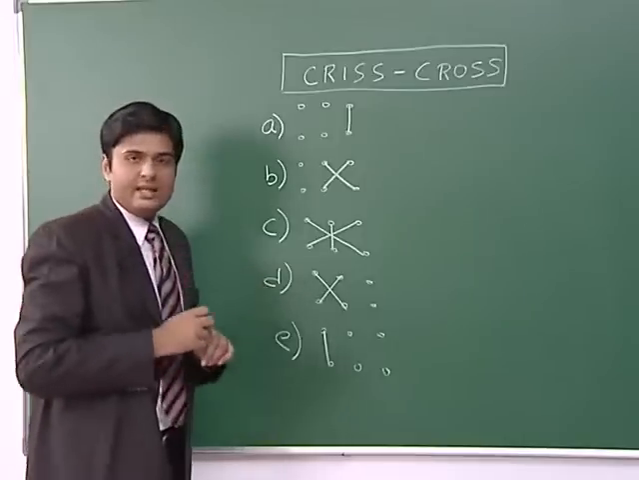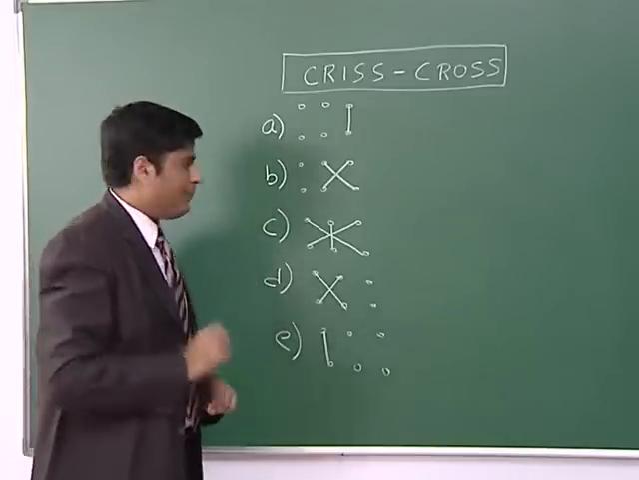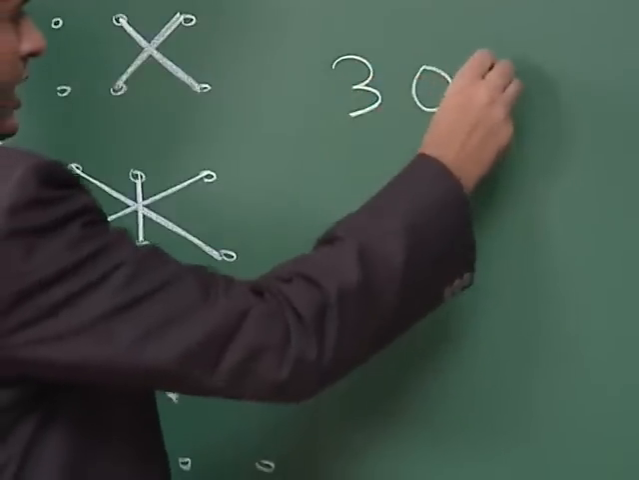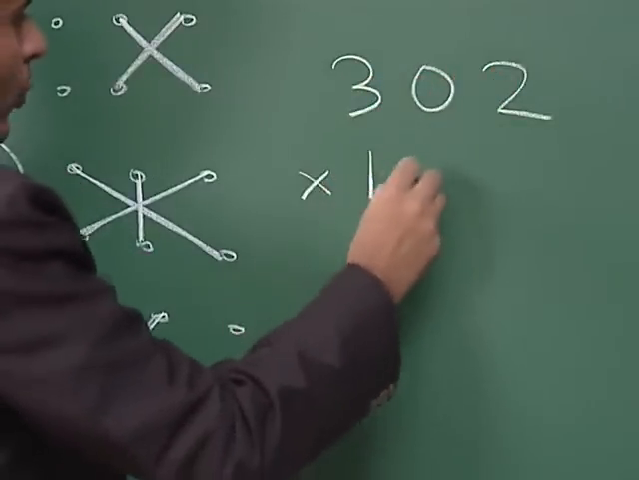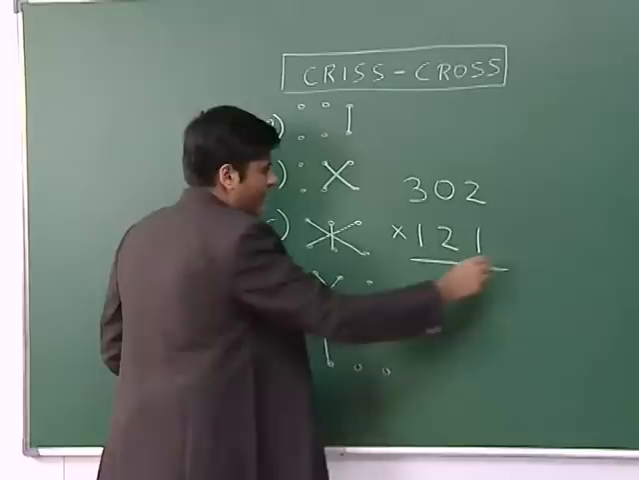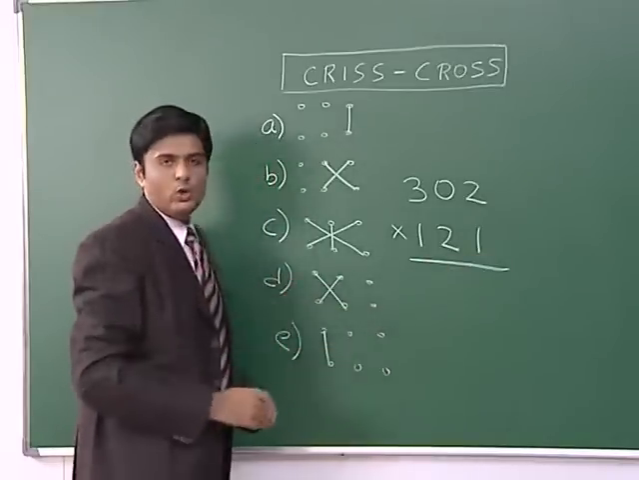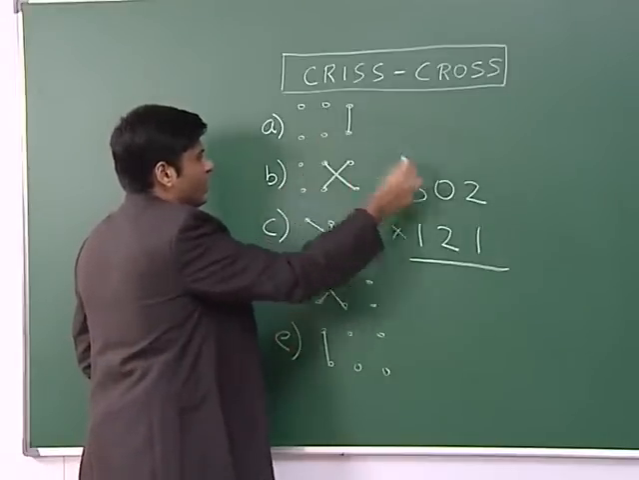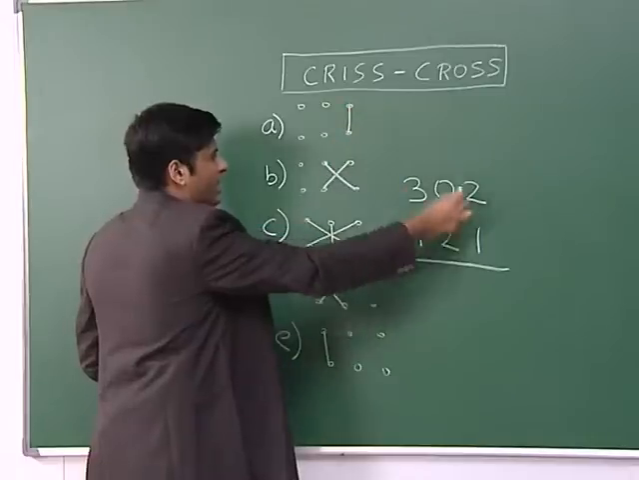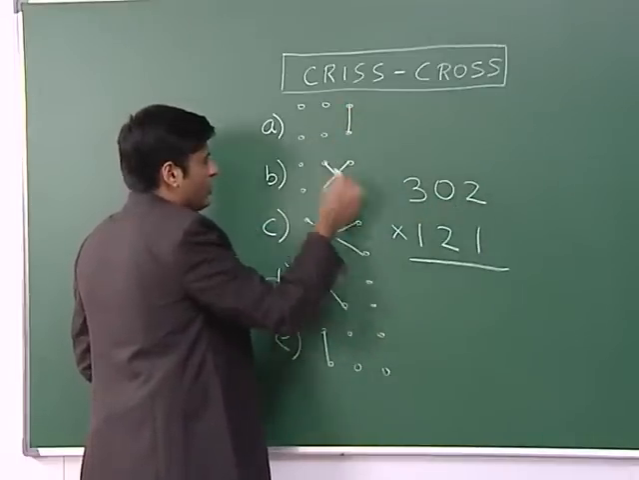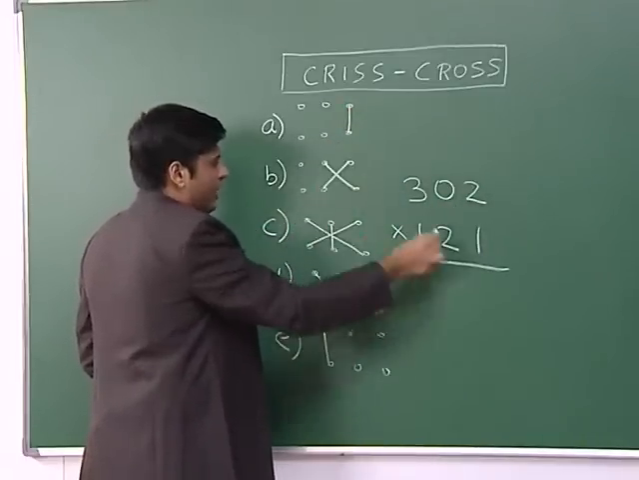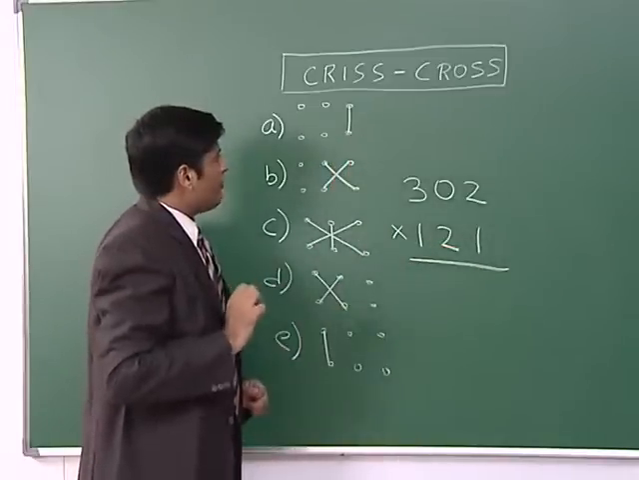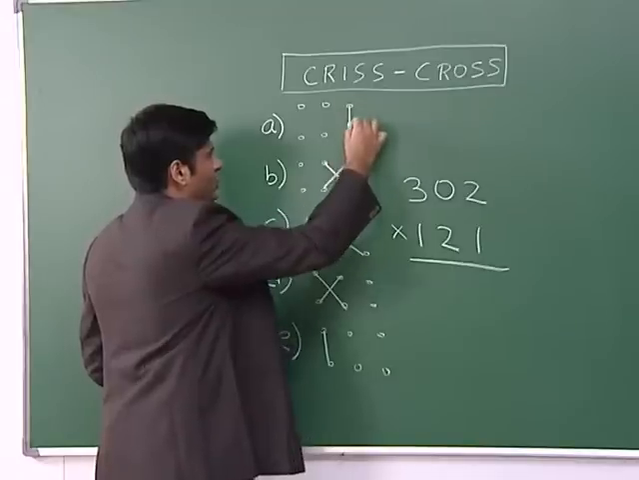Let us have a look at an example in this case. Suppose I have to multiply, say, 302 by 121. A simple example where there is no carryover involved. This dot represents 3, this dot represents 0, this dot represents 2, this dot represents 1, this dot represents 2, this dot represents 1. So the first step says multiply these two numbers.